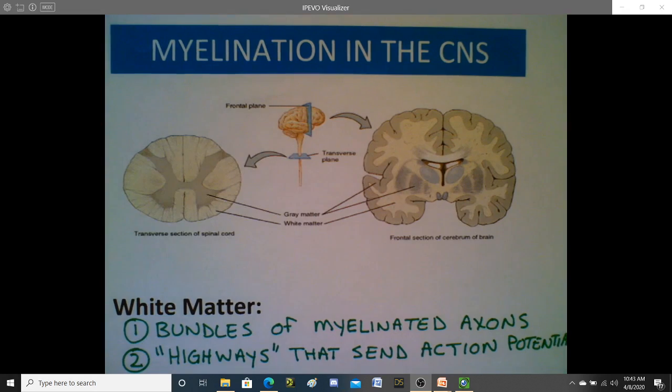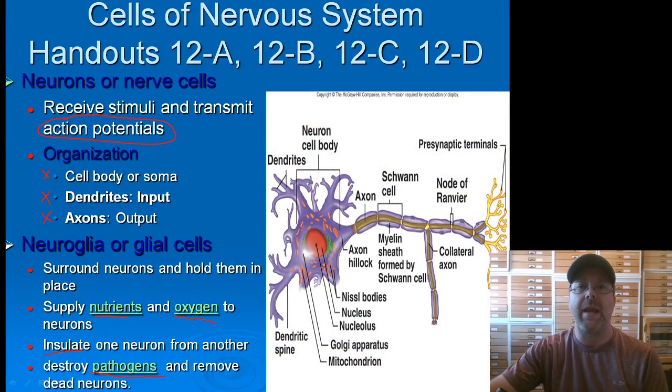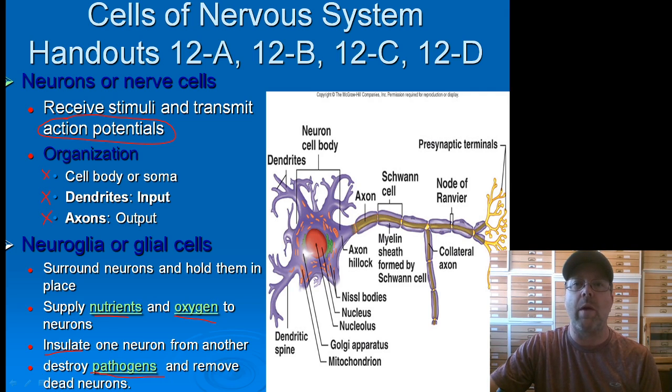Okay, so that is handout 12D. And now we're going to move on to a little bit of review with action potentials so that you can review and remember some of the things we talked about with electrical currents.